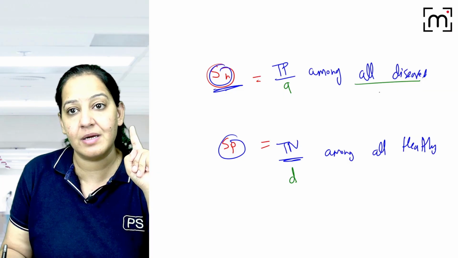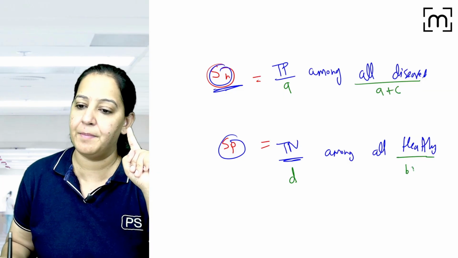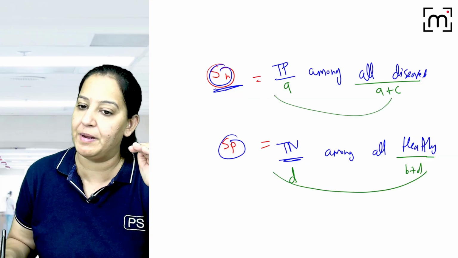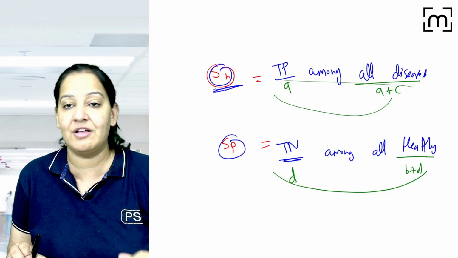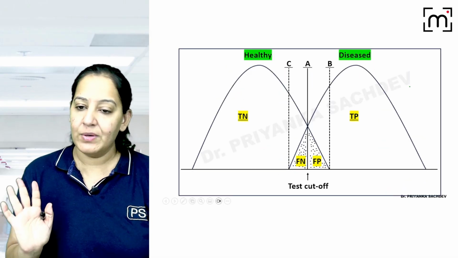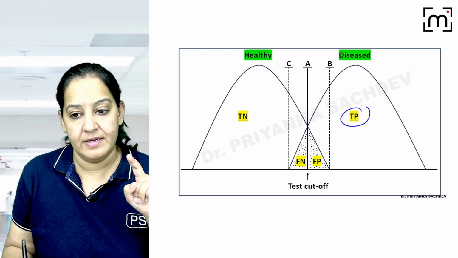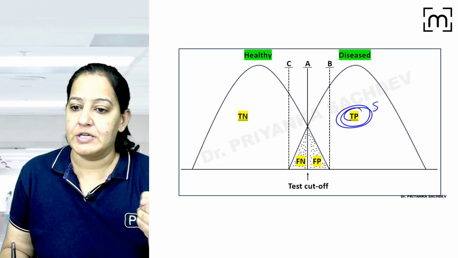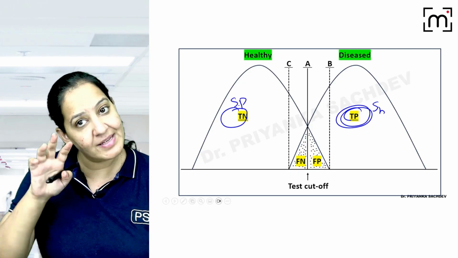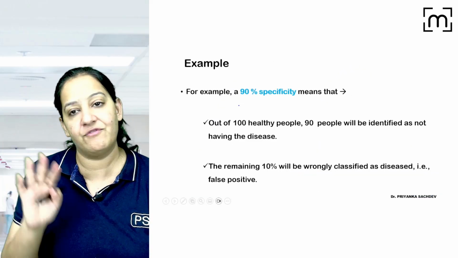You know ABCD, right? Who are all diseased persons? All diseased persons are A plus C. And who are all healthy persons? All healthy persons are B plus D. So it's A upon A plus C and this one is D upon B plus D. So see the definition also, see the formula also, into 100 will be there everywhere. You got my point? So here you can see this is the sensitivity, the ability to detect true positive, and this is the specificity, the ability to detect true negative. Understand in the graph also. So understand the definition, the graph, and the formula.